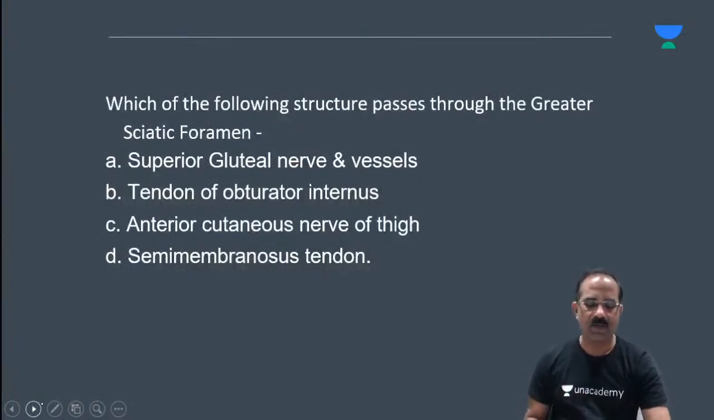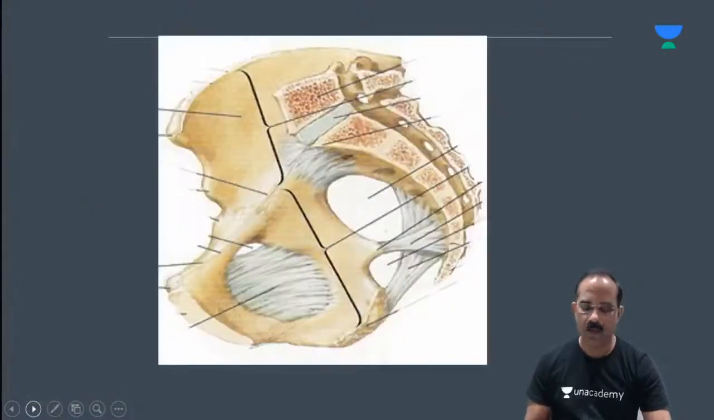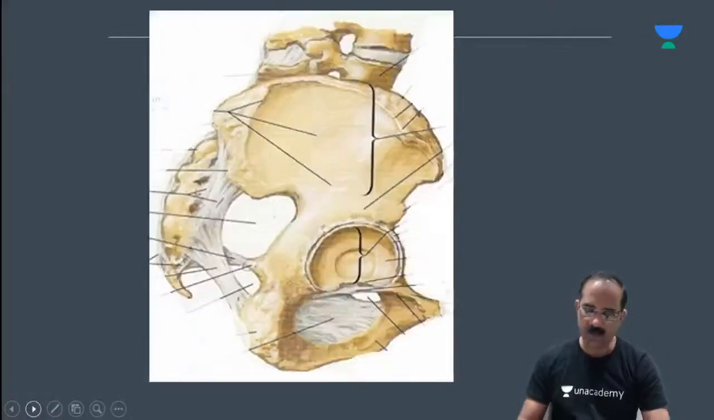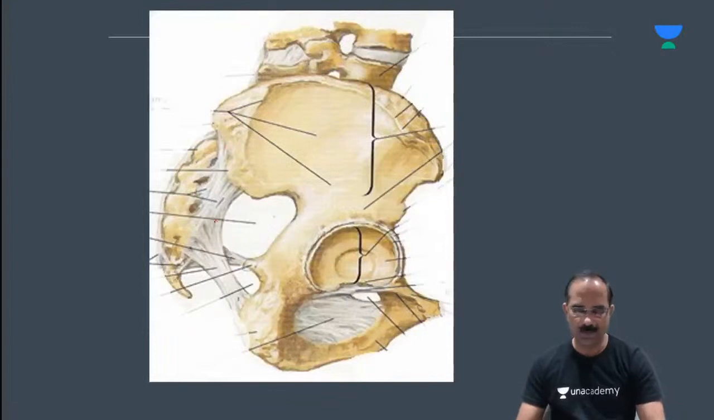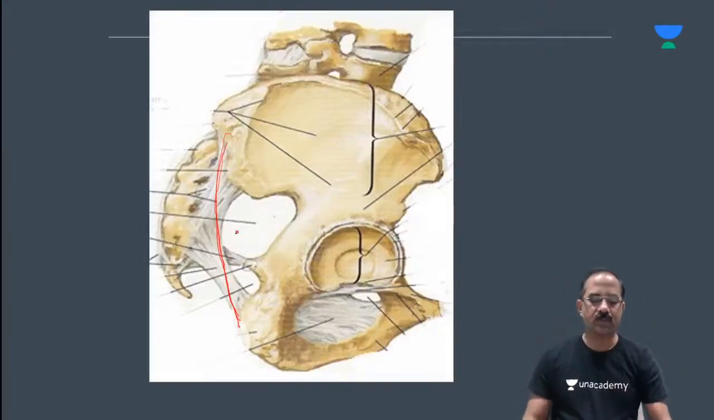So the answer for this is going to be the superior gluteal nerve and vessels. Correct? Now just have a look at this slide and try to understand this. Tell me, students, what is this ligament here? A ligament which begins from the sacrum to the ischial tuberosity.